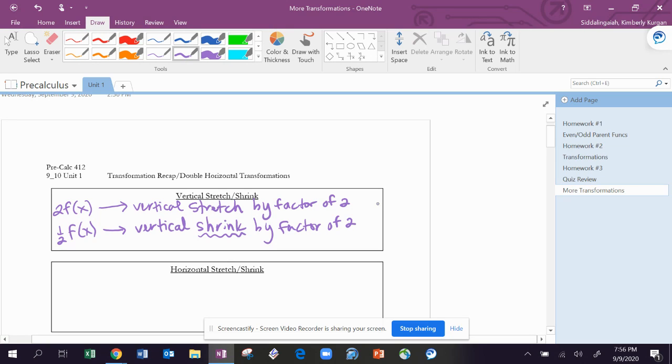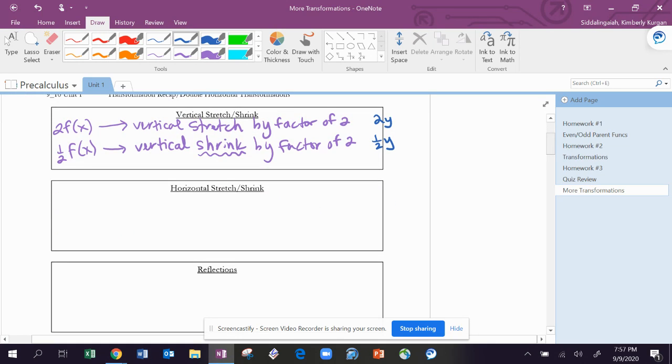What this would look like in the point rule, by the way, is for that first one, in my point rule, I would do 2y, and for the second one, I would do 1/2 y. So it's very straightforward, which is nice. The next one, not so much.